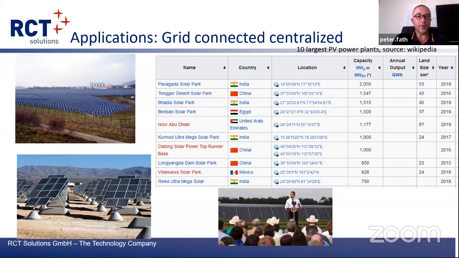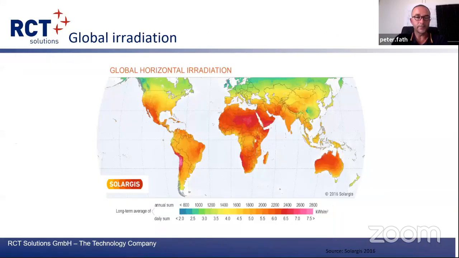But for residential, of course, it's useful if each house is using it because you don't have the grid loss. Next slide, please.